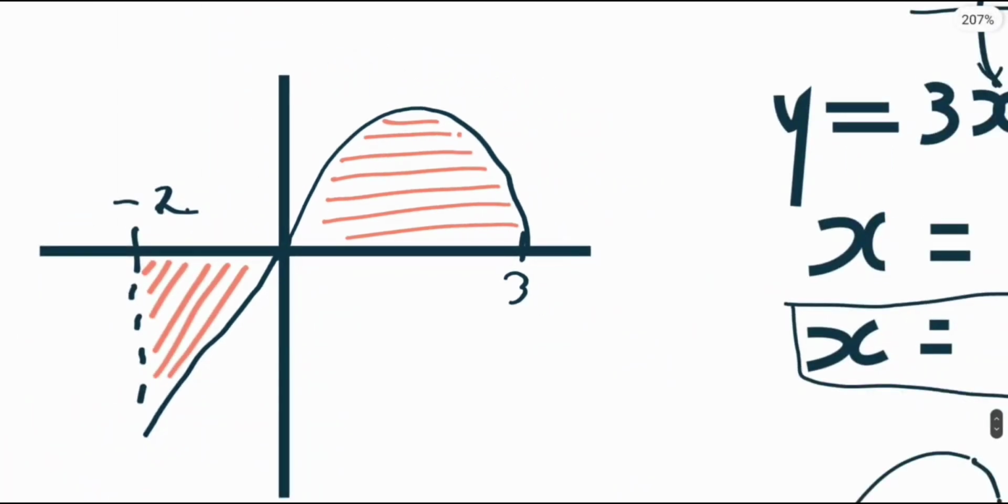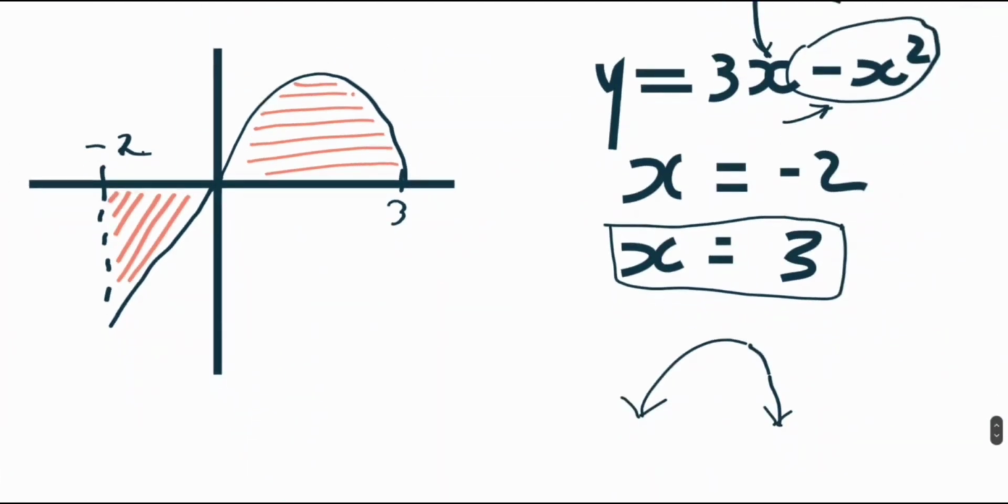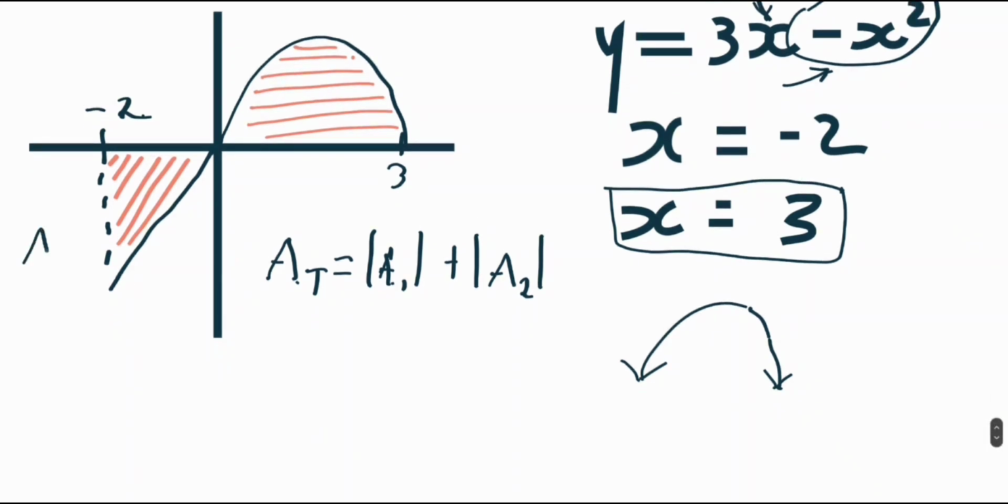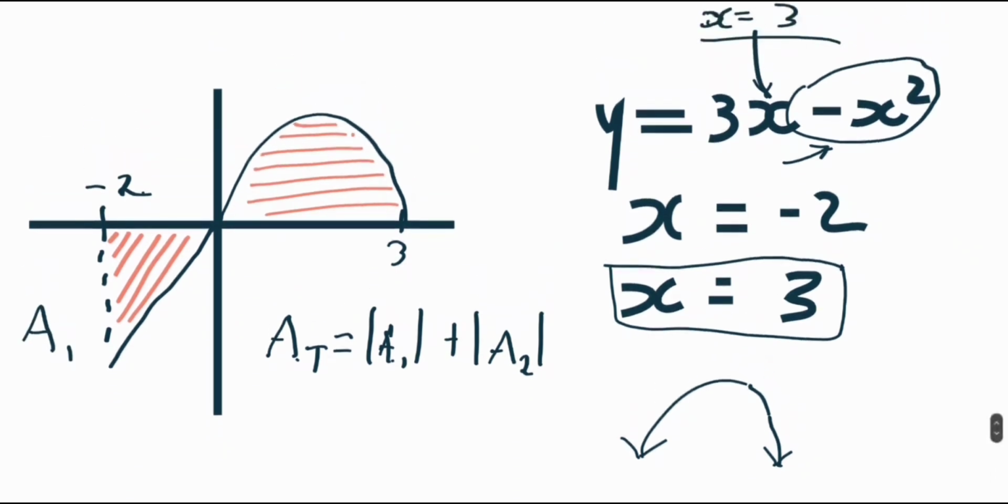Great. So, to work this out, we use this. The total area equals area 1 plus area 2. Great. Now we will call this area 1 and this area 2.